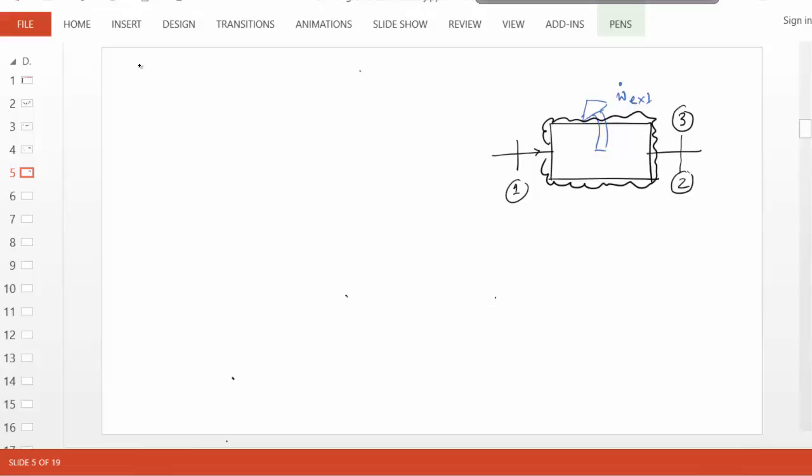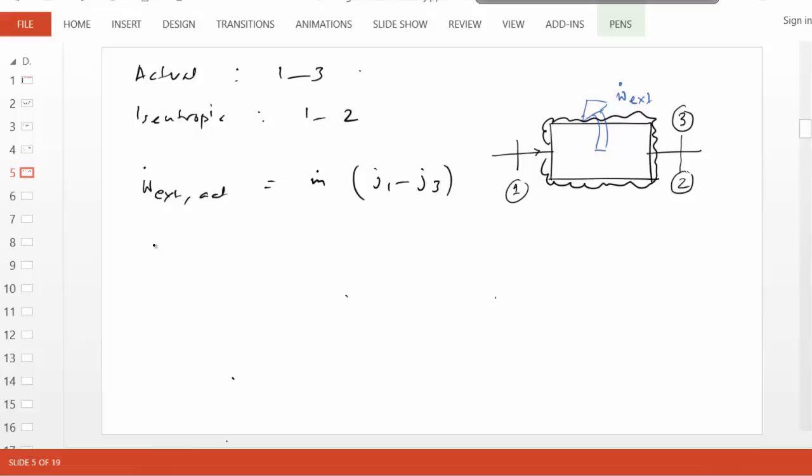1 to 3 will be the actual device, and the isentropic device that we just studied in the previous slide goes from 1 to 2. The same device, if you use a magic wand, the exit state will be 2 because there is no friction anymore, and in the real device it will be state 3. But as you can see, the external work for the actual device will be given by m dot times j1 minus j3. And for the isentropic device, of course, we already did that, m dot times j1 minus j2. The ratio between them is called isentropic efficiency.